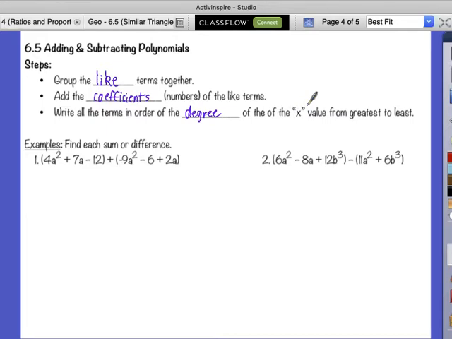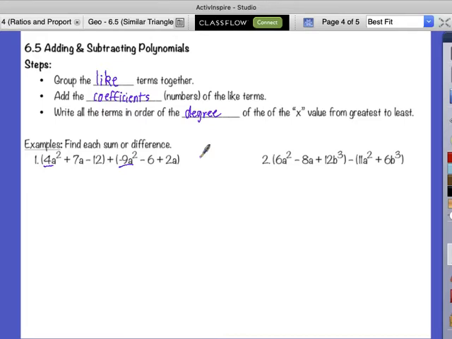Okay, we're going to practice these here. So first we're going to group the like terms together. Now how I group those like terms together is, like I said, I go through the underlines. So we say, in these two polynomials, 4a squared plus 7a minus 12, negative 9a squared minus 6 plus 2a, of all of those, what would come first? Okay, Dylan. The 4a squared and the negative 9a squared. So I'm going to put one underline underneath both of them.